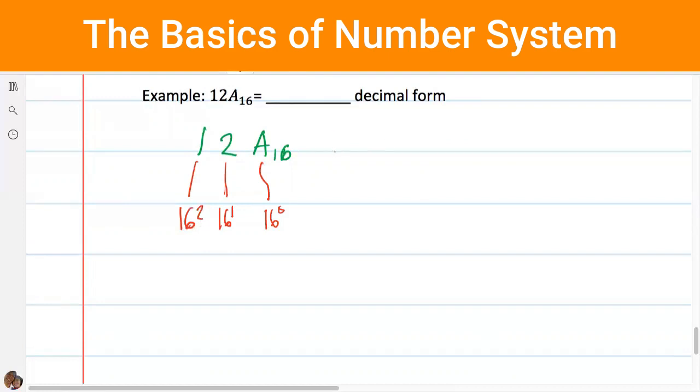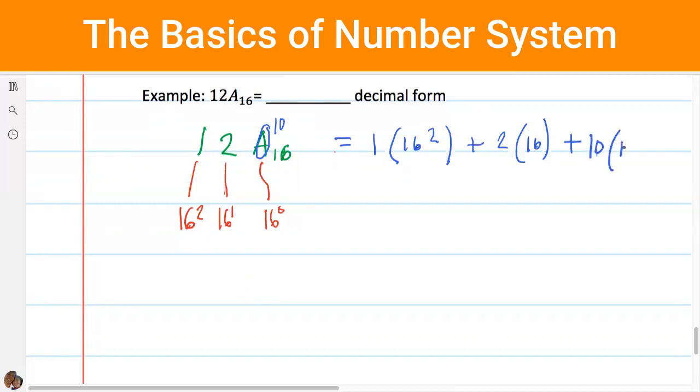Now, if you are going to simplify it further, take note, A here represents the number 10. So, if you are going to convert that to decimal form, 1 here will be multiplied by 16 squared, plus 2 here will be multiplied by 16, plus, take note, A is 10. So I will write 10, which is multiplied by 16 raised to 0. That's the place value.